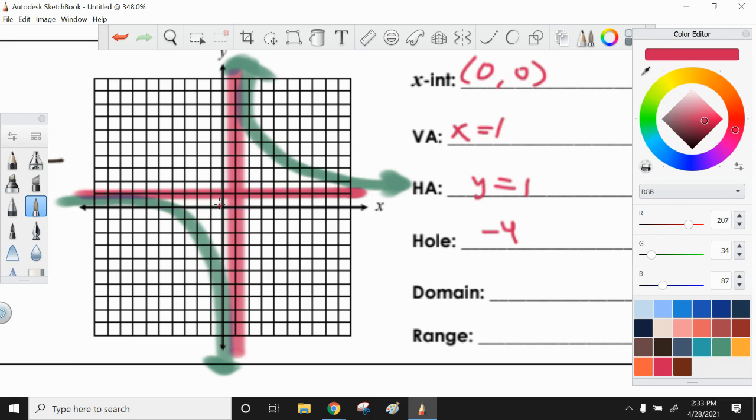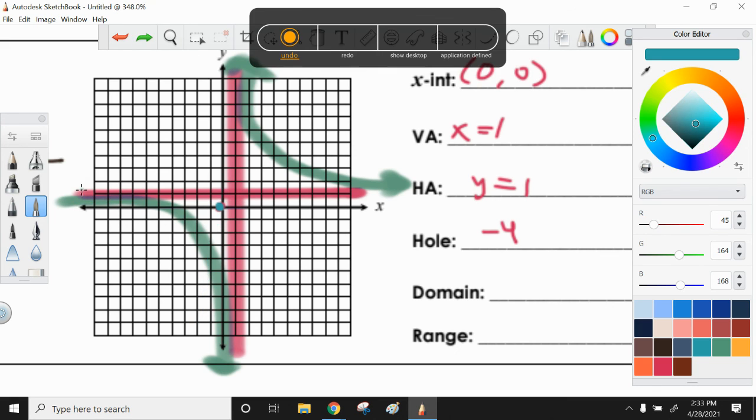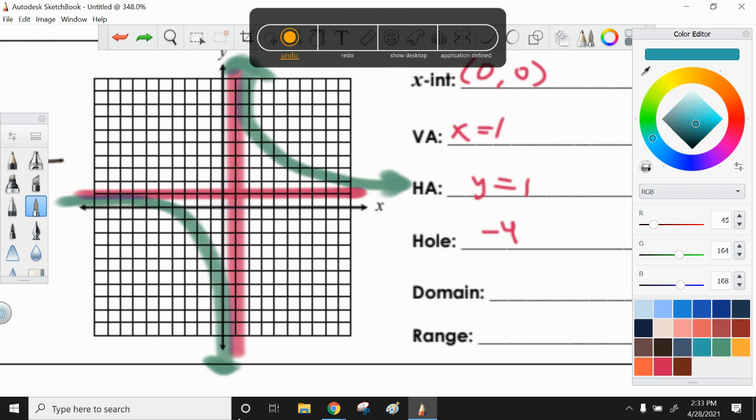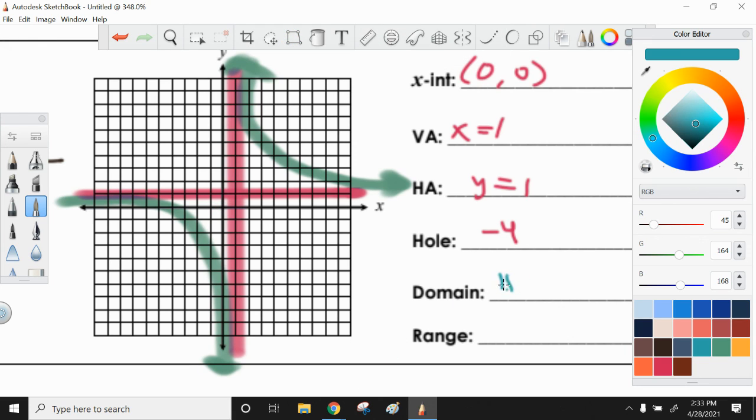As a teacher, I'm not super picky about that. If your teacher is super picky about that, your drawing might have to look more like this. It's hard for me to go straight down on this. More like that. But I don't really care. And our domain is all real numbers. Our range is all real numbers. X is not the vertical asymptote. X is not the hole. Y is not the horizontal asymptote.